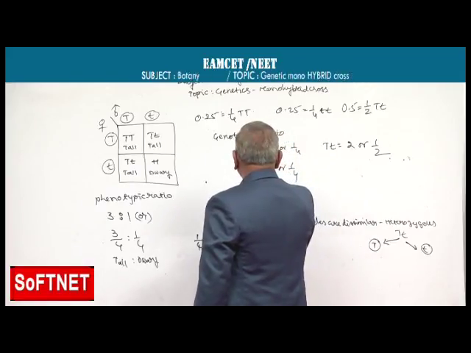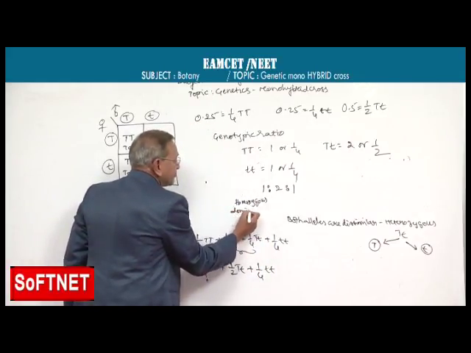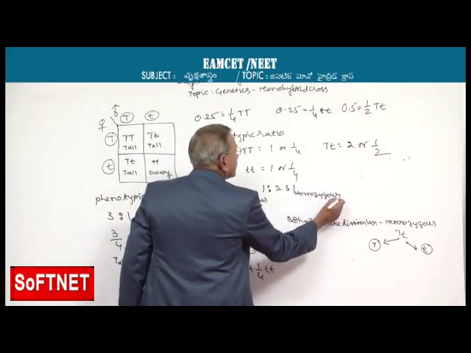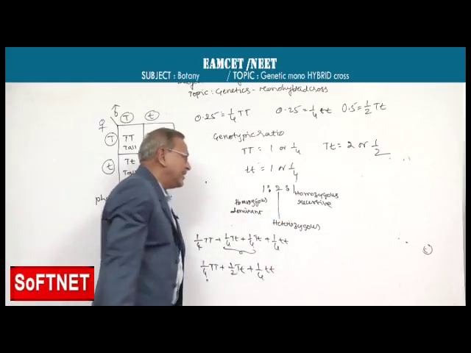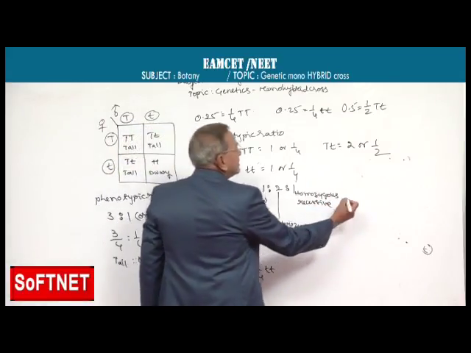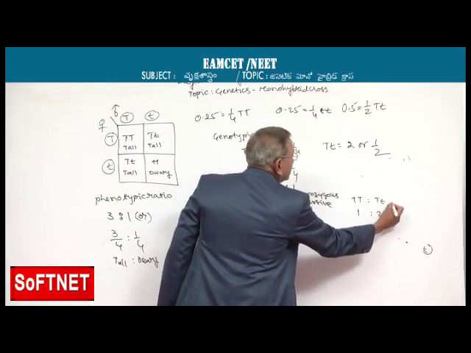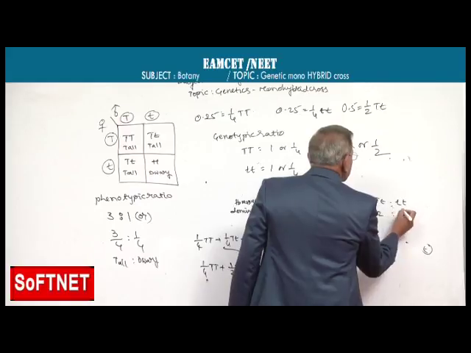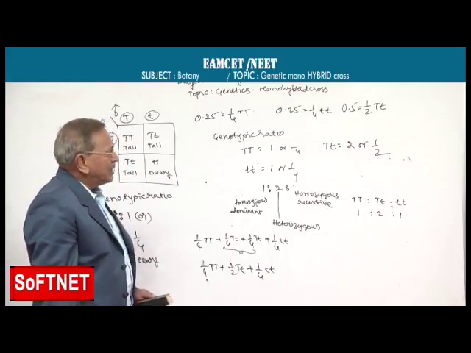This is homozygous dominant, and this is homozygous recessive. Regarding heterozygous progeny, half of the progeny will be like this. So capital T will be one of the 4 ratios, whereas capital T small t will be 2 of the 4 ratios, whereas small t will be one of the 4 ratios. So these are the conclusions drawn by Mendel.